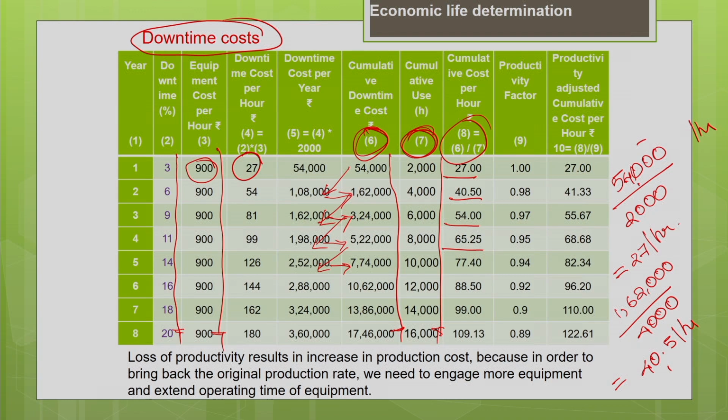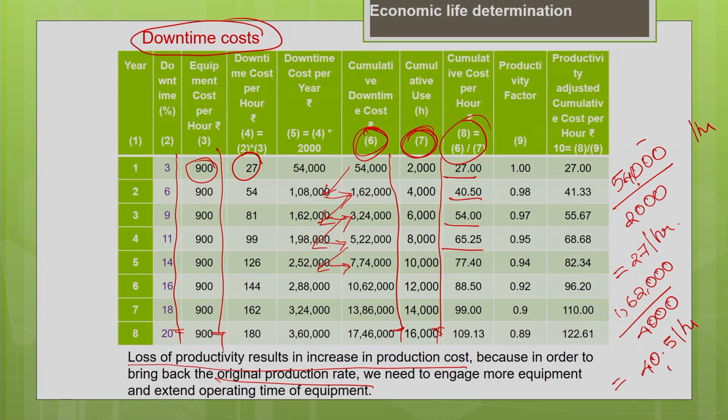Now you have to account for the loss in productivity. So the loss in productivity is also going to result in an increase in the downtime cost of the machine. So as we discussed earlier, the loss of productivity results in an increase in production cost. Because your machine has spent time in the repair yard, so after the service when it comes back to the project site, okay, we will be behind the project schedule.